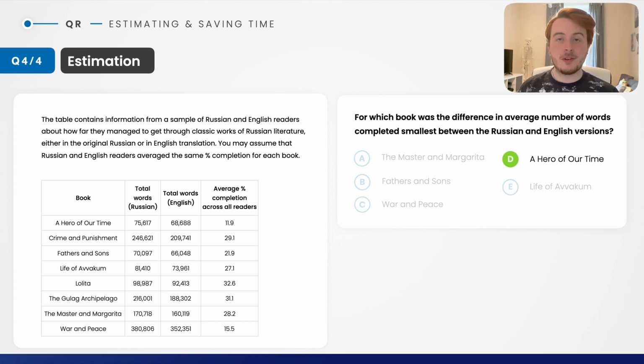So you can see with that question, we estimated most of the way through, eliminating answer options as we go. We did end up having to work precisely, and that's okay. We still saved a lot of time by estimating as much as we can.